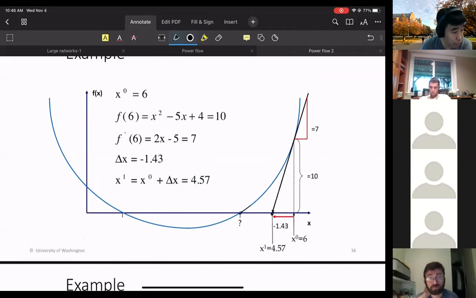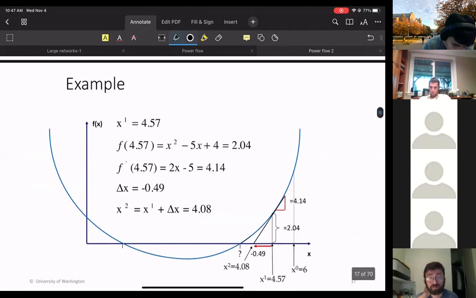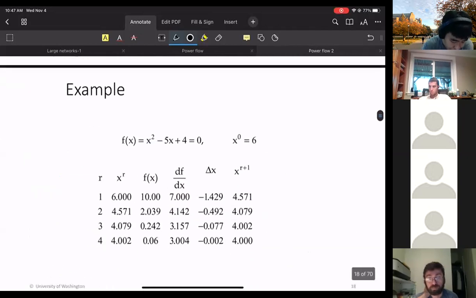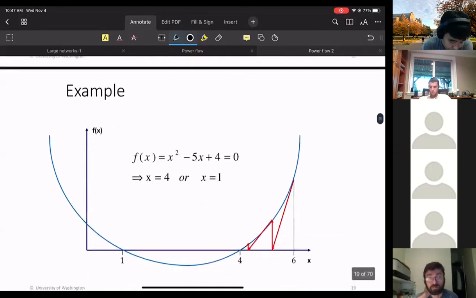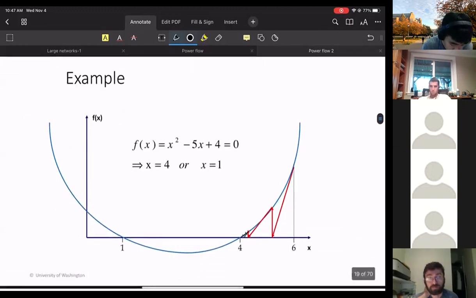You can repeat the step. Next time you get x2, just repeating the exact same step using our equations. Then we keep going, and basically we get a table. Eventually we get to 4, which is the correct solution. We keep bouncing and get to the solution 4. So this is one example of using the iteration.